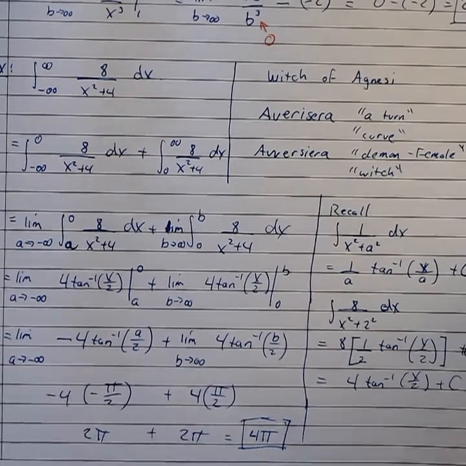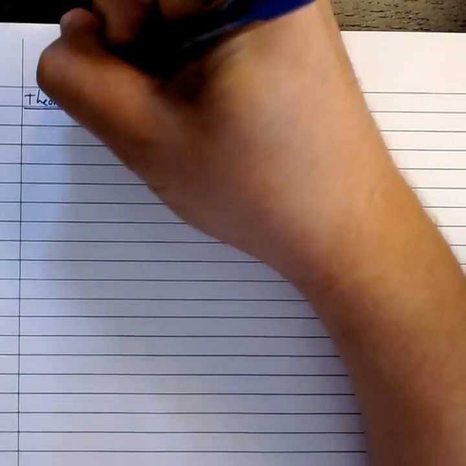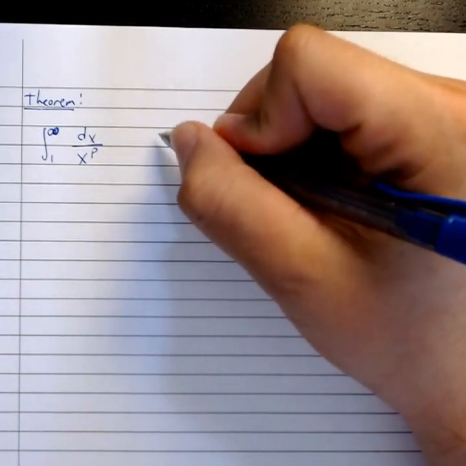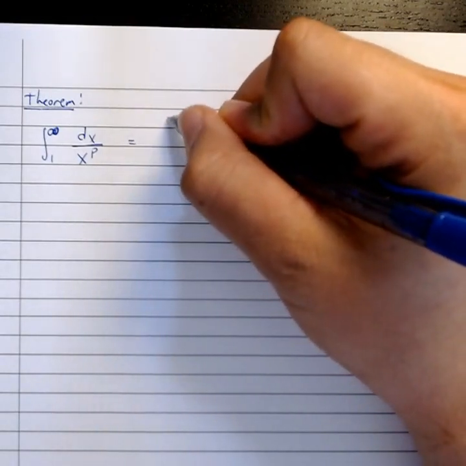Finally, for this section, we have one more kind of integral that we want to look at. For right now, it's just a special case, but in later sections, this will turn out to be extremely useful. So here, this is a theorem. All right? So if you have an integral from 1 to infinity of dx over x to the power p. Here, you're not told what p is equal to. It's just some number. But depending on what that number is, you're going to get a particular answer.